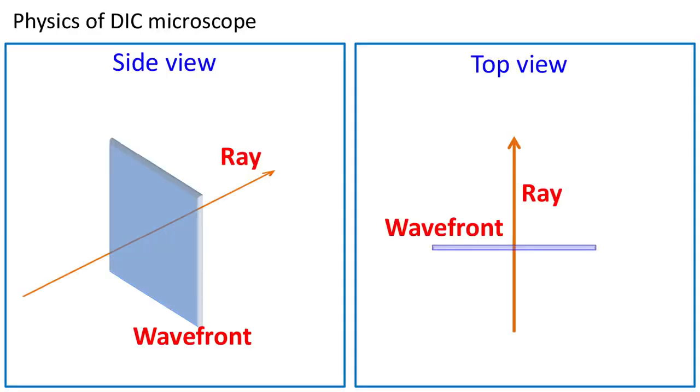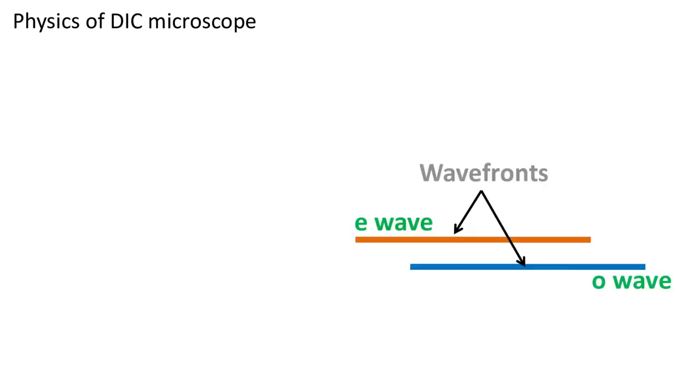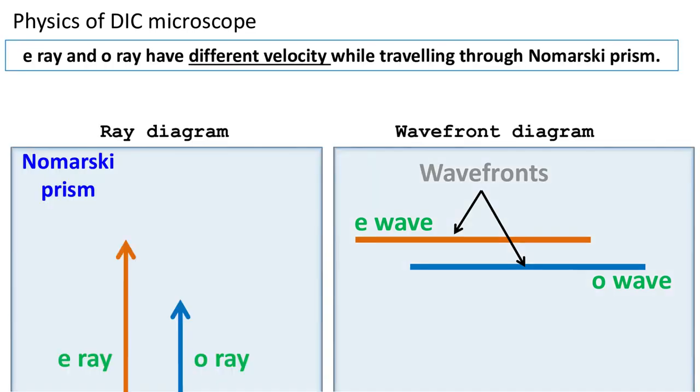First, let's understand the wavefront. A wavefront is a plane perpendicular to the ray of light. So in this case, we will have two wavefronts, one for the E wave and the other for the O wave. An interesting thing about the E wave and O wave is that both have different velocities while traveling through the Nomarski prism.